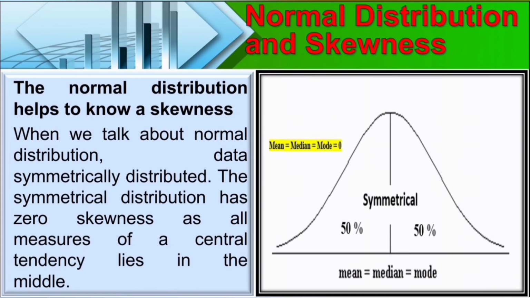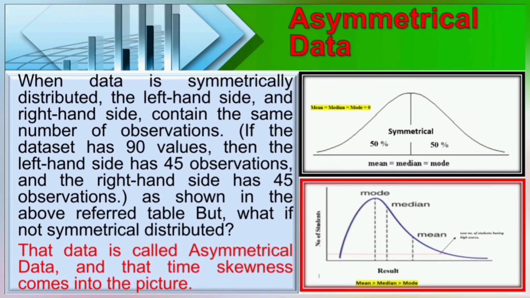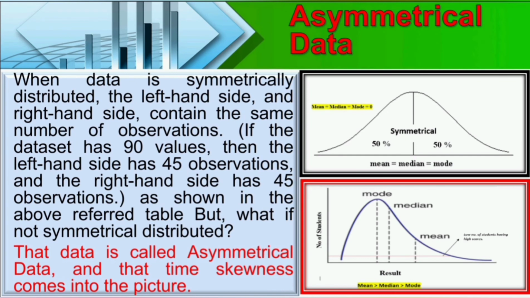Normal distribution and skewness. The normal distribution helps to know a skewness. When we talk about normal distribution, data is symmetrically distributed. The symmetrical distribution has zero skewness as all measures of central tendency lie in the middle. Asymmetrical data. When data is symmetrically distributed, the left-hand side and the right-hand side contain the same number of observations. If the dataset has 90 values, then the left-hand side has 45 observations and the right-hand side has 45 observations too, as shown in the black outline picture.